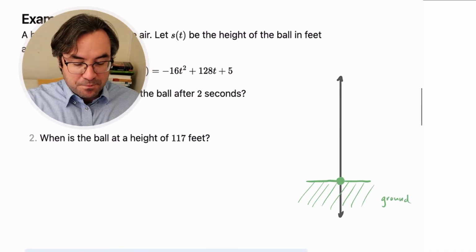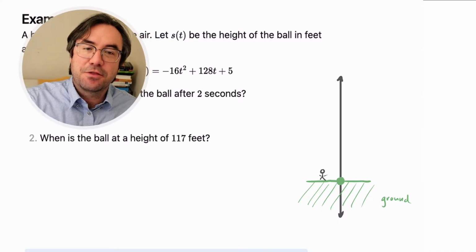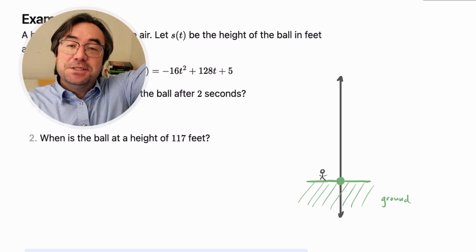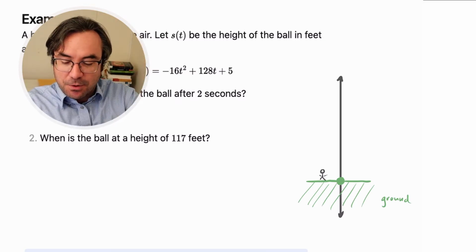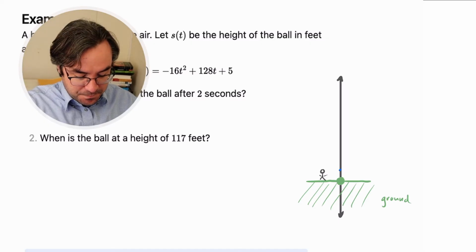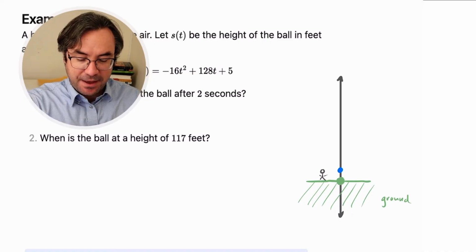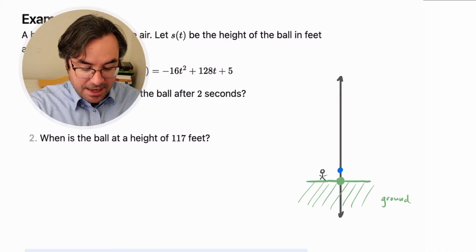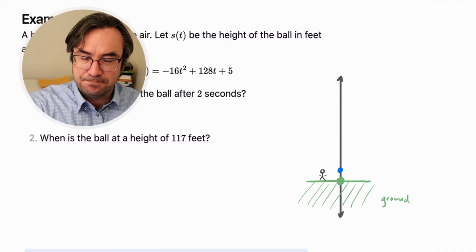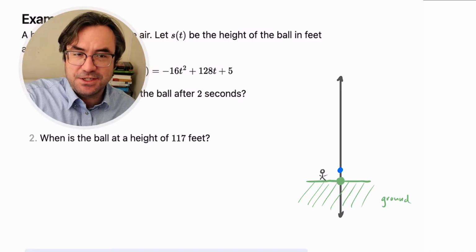All right, so imagine that we're standing on the ground, and we're going to throw our ball straight up into the air. There's no wind or anything, so it's just going to fall back down. So our ball is going to travel along this path. It's going to go up, slow down, eventually hit a high point, and then start to fall back down.